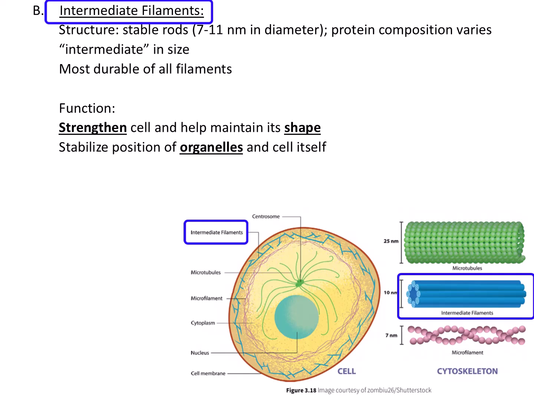The second type of filament is the intermediate filament. Intermediate filaments are stable rods about 7 to 11 nanometers in diameter. The composition of intermediate filament varies. One of the most common intermediate filaments has keratin proteins. These types of intermediate filaments are found in the skin and are associated with nails. They are the most durable of all filaments, and their function is to strengthen cells and keep their shape. They can also stabilize the position of organelles and the cell itself.